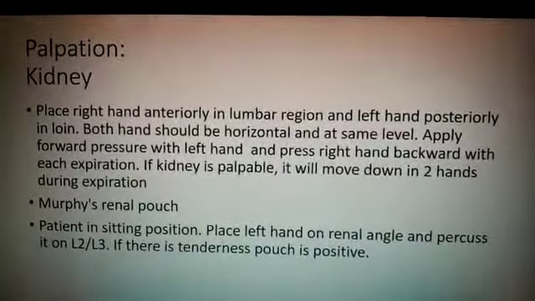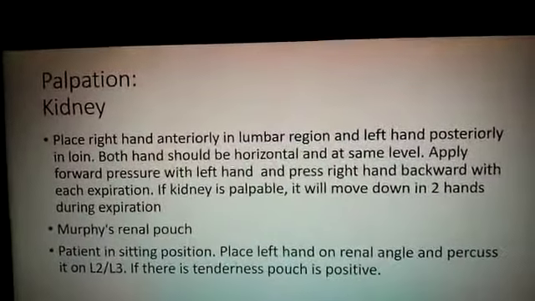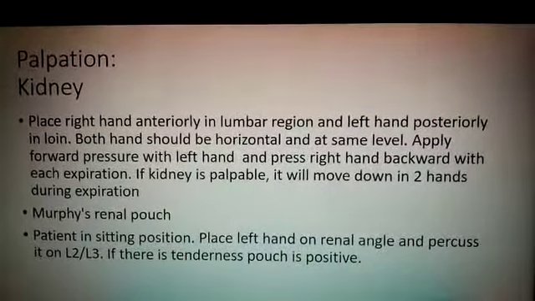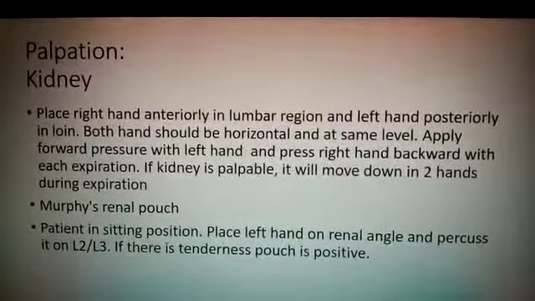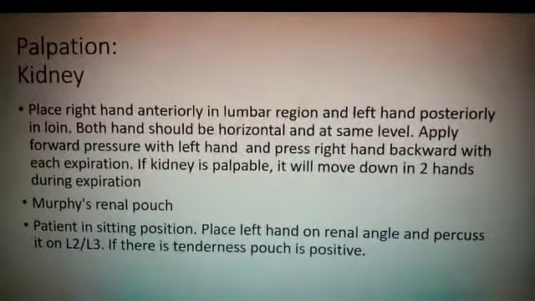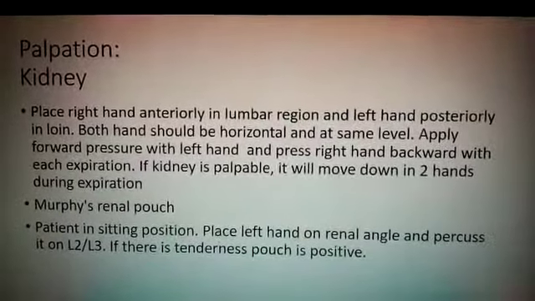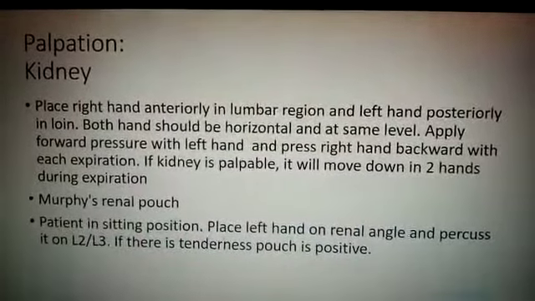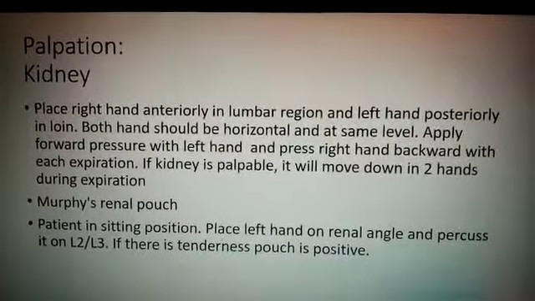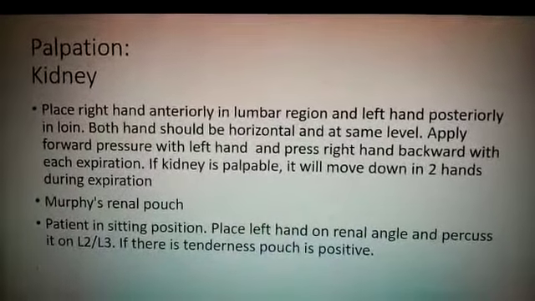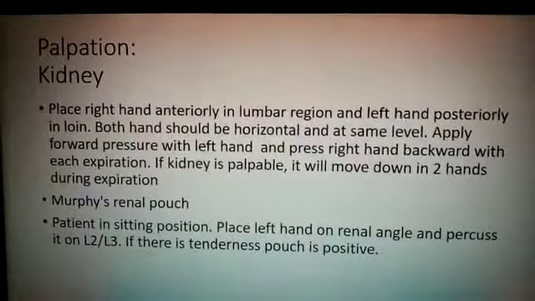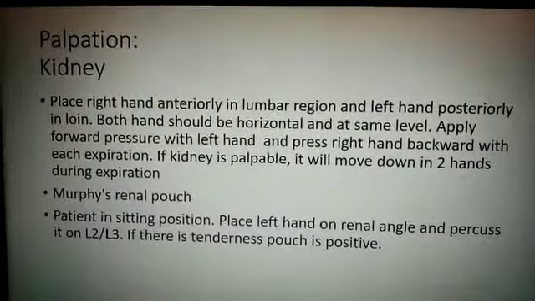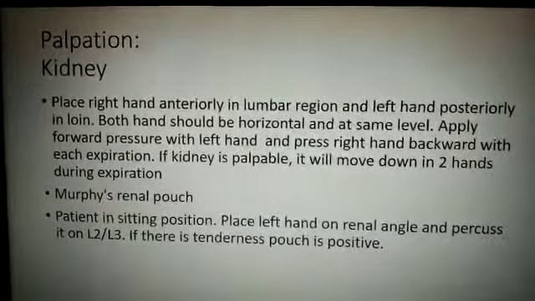Then palpation of kidney. We can palpate the kidney by placing the right hand anteriorly in the lumbar region and the left hand posteriorly in line. Both hands should be horizontal at the same level. Apply forward pressure with the left hand and press the right hand backward with each expiration. If the kidney is palpable, it will move down between the two hands during expiration. Murphy's renal punch: patient in sitting position. Place the left hand on the renal angle and percuss it at L2 or L3. If there is tenderness, the punch is positive.